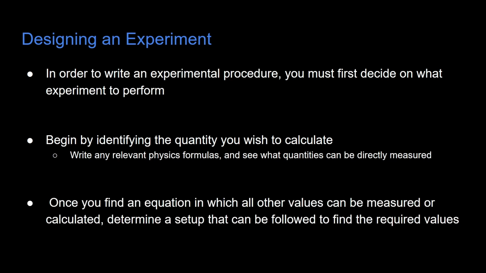And once you find an equation in which all the other values can be measured or calculated, you've got to determine a setup to basically give you everything else. Because if you want the thing to the left of the equal sign, that means that everything on the right has to be known. So you've got to make sure you can measure everything else.